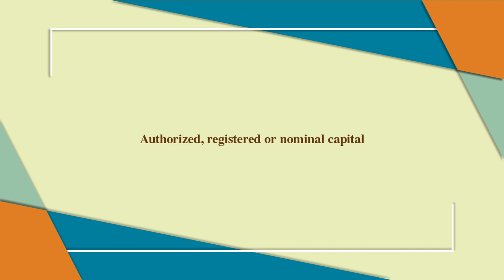The first category is authorized share capital or registered or nominal share capital. This is the amount of capital with which the company intends to get itself registered. This is the amount of share capital which a company is authorized to issue. Nominal share capital is divided into shares of a fixed amount. It must be set out in the Memorandum of Association. It can be increased or decreased by following the prescribed procedure.